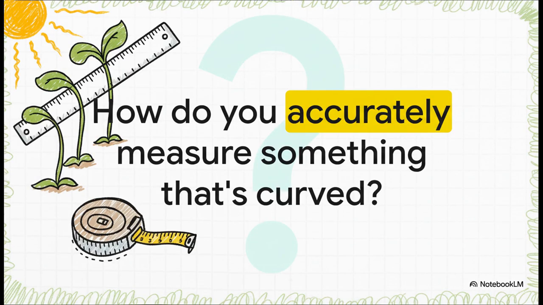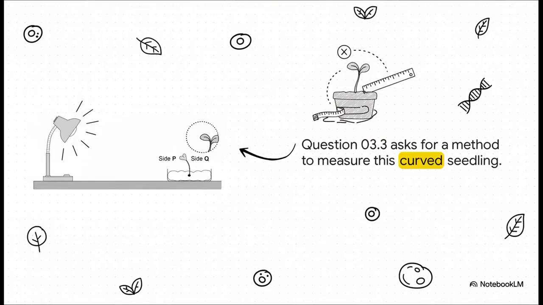Okay, let's think about another little practical problem. The seedlings aren't shooting straight up, right? They're bending and curving towards the light. So how on earth are you supposed to measure their length accurately with a normal stiff ruler? It's just not going to work. What would you do? And that is exactly what the next question is about.